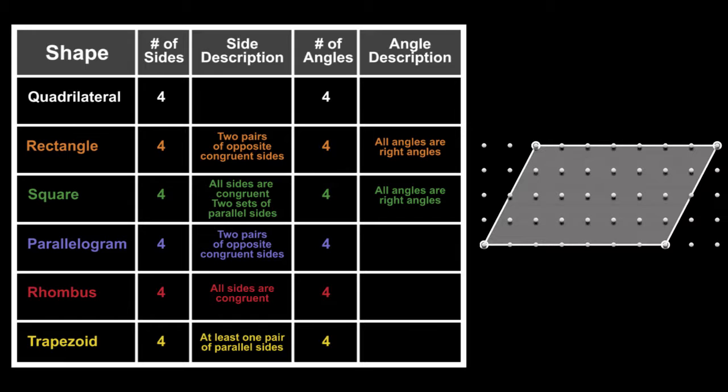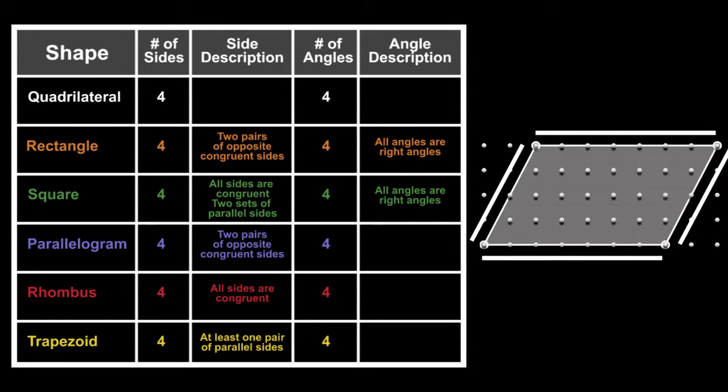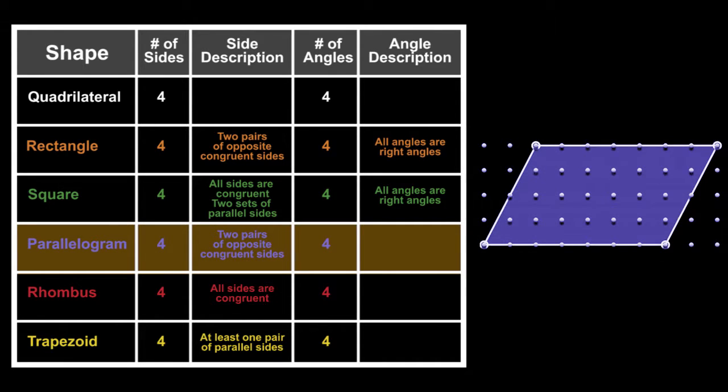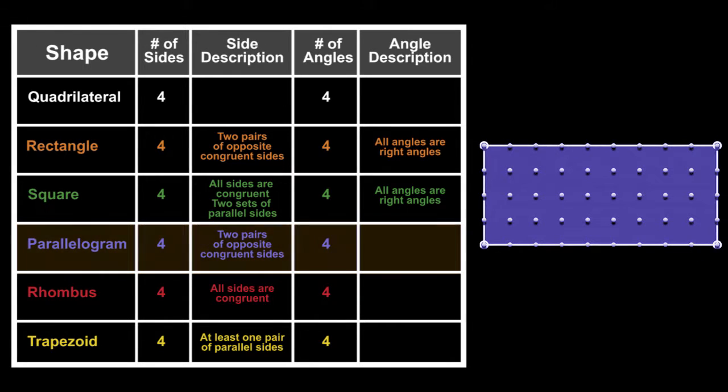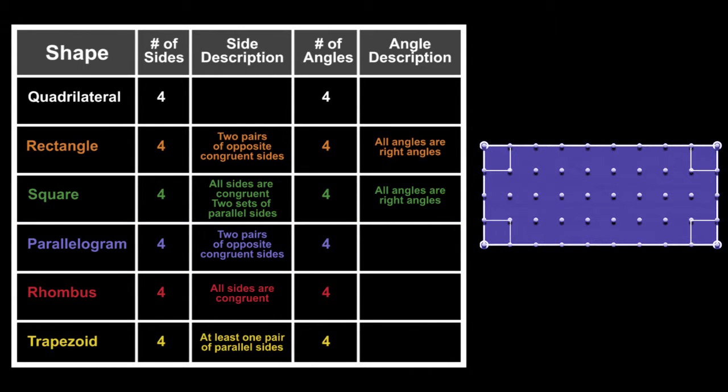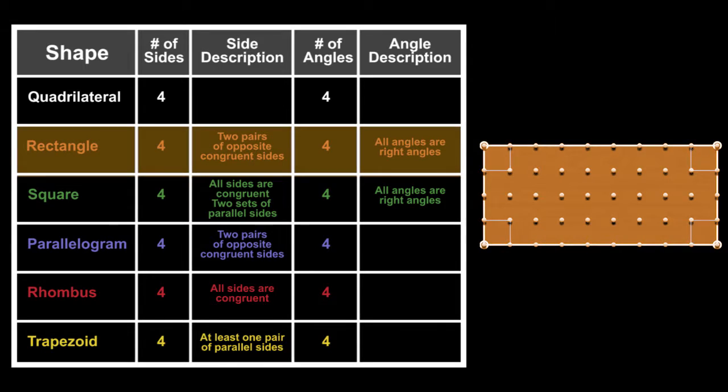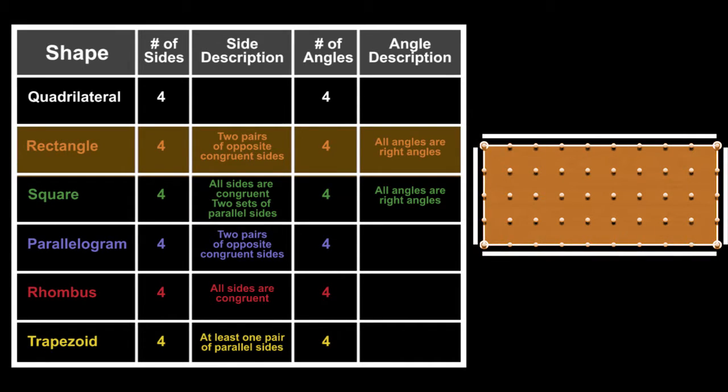I also noticed that it has 2 pairs of opposite congruent and parallel sides. Based off these attributes, I can classify this as a parallelogram. If I take this parallelogram and make each of these angles a right angle, I would then have a rectangle. The opposite sides are congruent and parallel, and each angle forms 90 degrees, which is a right angle.